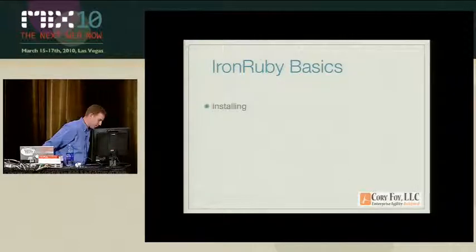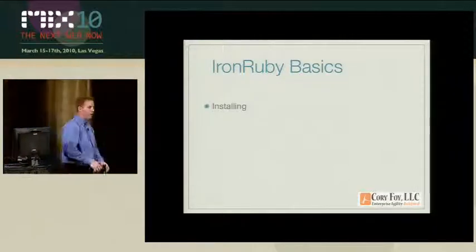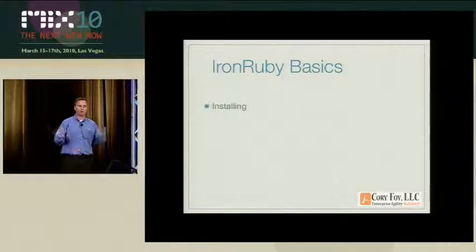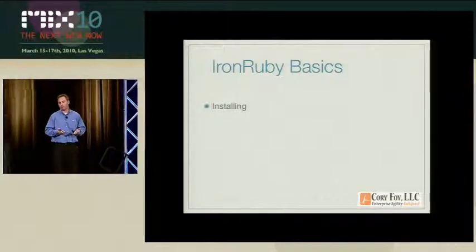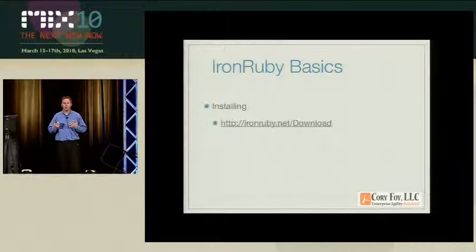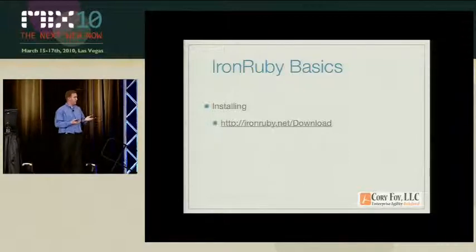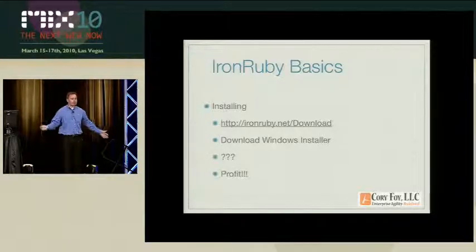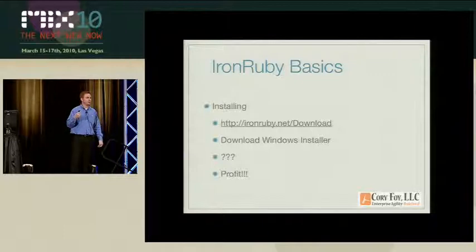OK, so enough about Ruby. Almost everything we've shown before, except for obviously the .NET runtime, is all compatible across Ruby. So what about IronRuby? Let's look at the basics. To install IronRuby, you go to ironruby.net/download. You download the Windows installer, unless you have a Mac, and you profit. And that's it. You have it installed, and you're able to turn around and start running IRB or any of the Ruby code. You can execute it right there with IronRuby.